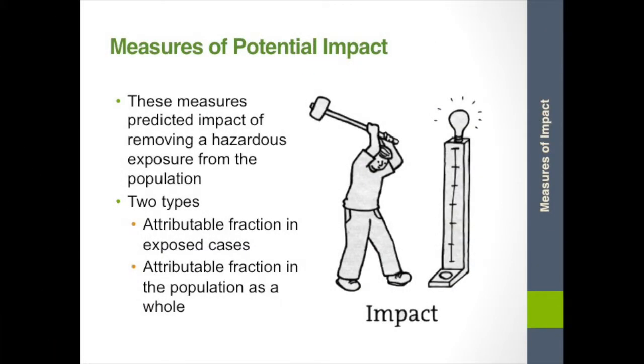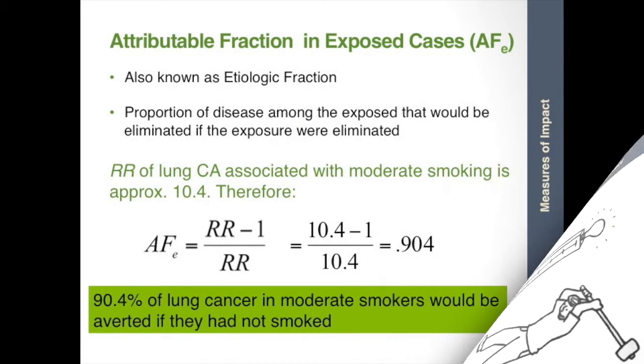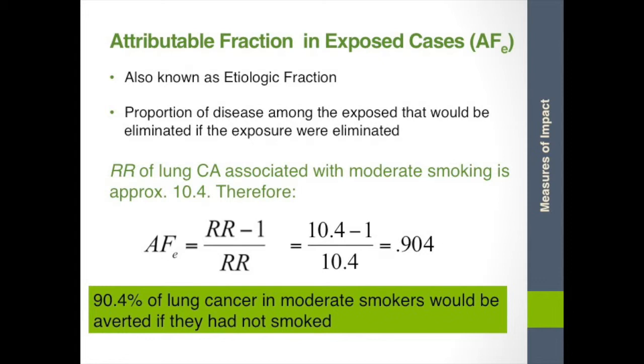Measures of potential impact tell us how much of the disease burden will be reduced if the exposure is removed. They provide a measure of the public health importance of exposures, assuming that the exposures cause the outcome. They include the attributable fraction in exposed and the attributable fraction in the whole population. The attributable fraction in exposed cases is also known as the etiologic fraction. It measures the proportion of disease in the exposed that would have been eliminated if we eliminate the exposure.